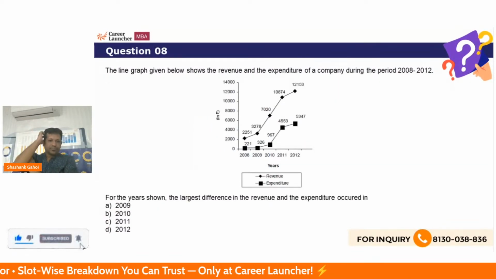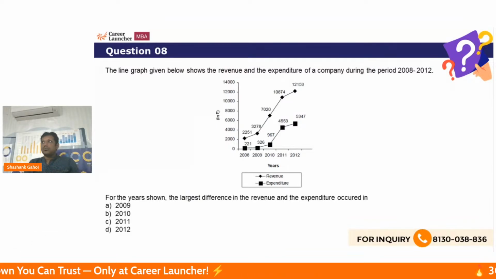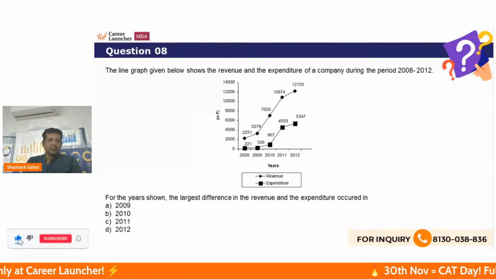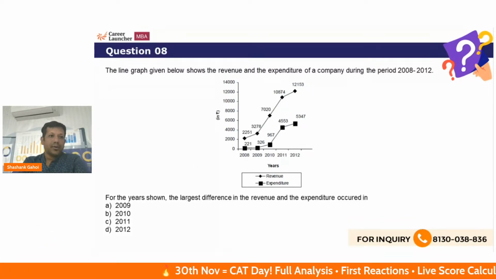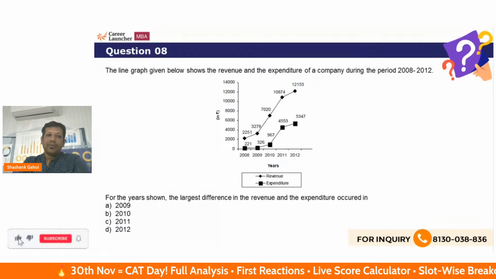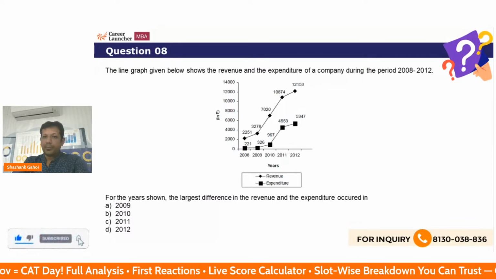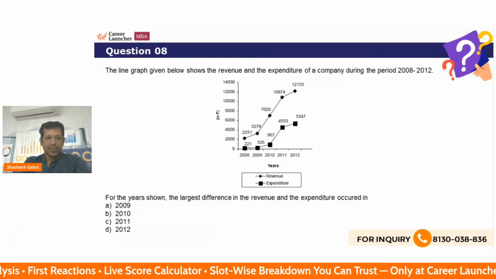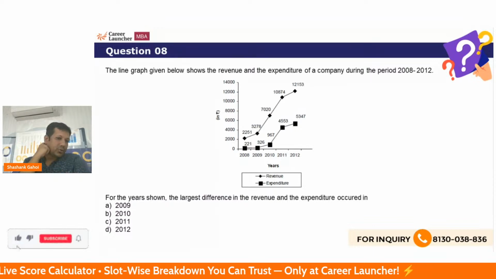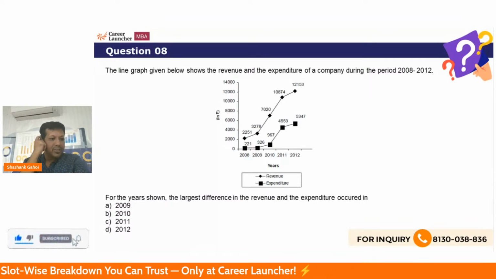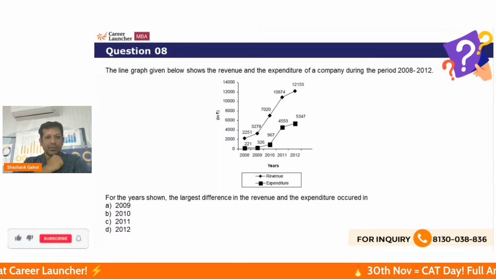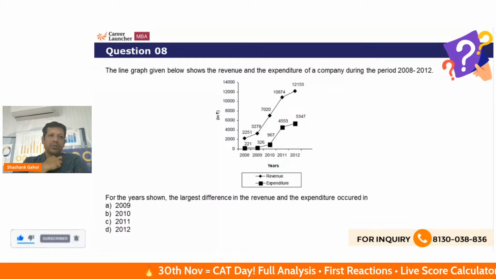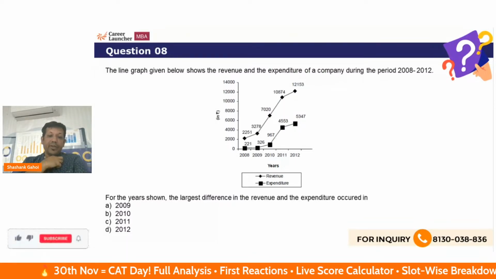Now look at this. The line graph given below shows the revenue and expenditure of a company during the given period 2008 to 2012. For the years shown, the largest difference in the revenue and expenditure occurred in which year? The largest difference between revenue and expenditure.